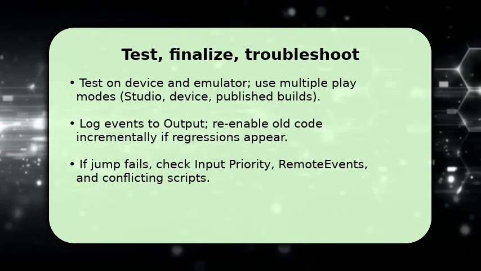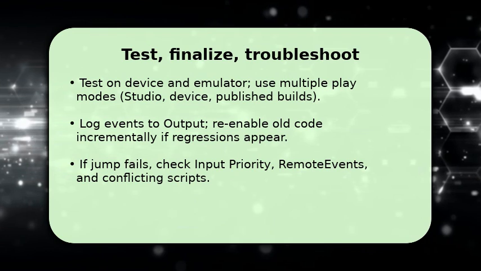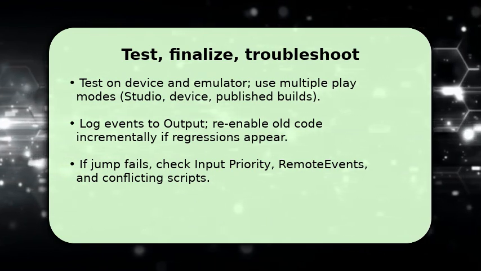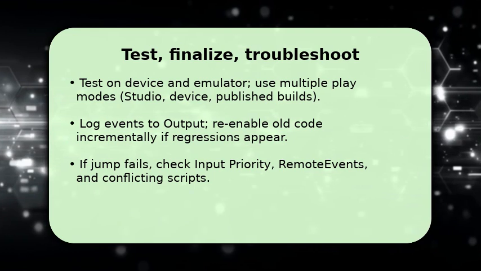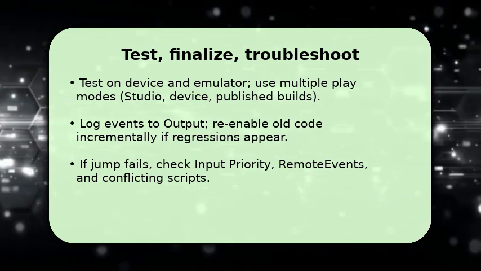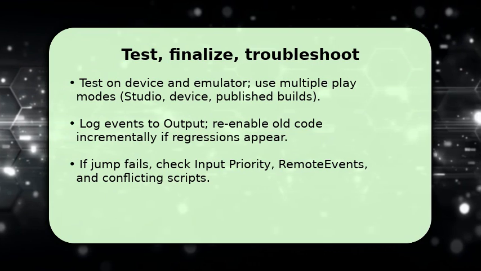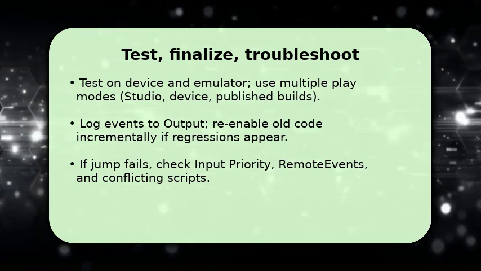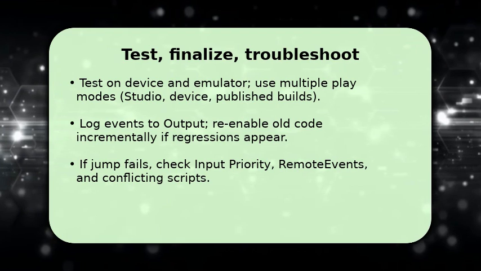If something breaks, use output logs to trace BindAction priorities, remote event timing, or scripts that rebind inputs at runtime. Make sure to re-enable previous code incrementally to pinpoint regressions, and adjust input priority or debounce as a final tweak.